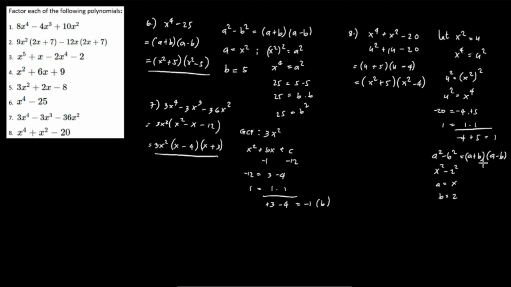Using the difference of two squares, the formula a plus b times a minus b, just copy the first binomial, x squared plus 5, and using the formula, a plus b or x plus 2, and a minus b or x minus 2. The factor for problem number 8 is x squared plus 5 times x plus 2 times x minus 2. And this is the answer.